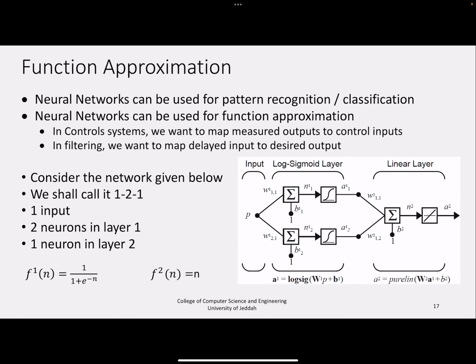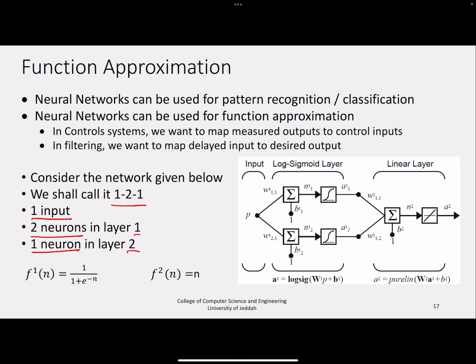Okay, so multi-layer perceptrons can also be used for function approximation. Basically, you can use them to reproduce a function shape. So for this small demonstration, we have a two-layer neural network. We call it a one-to-one network. It's just the name we're giving it over here because it has one input, two neurons in layer number 1, and one neuron in layer number 2.